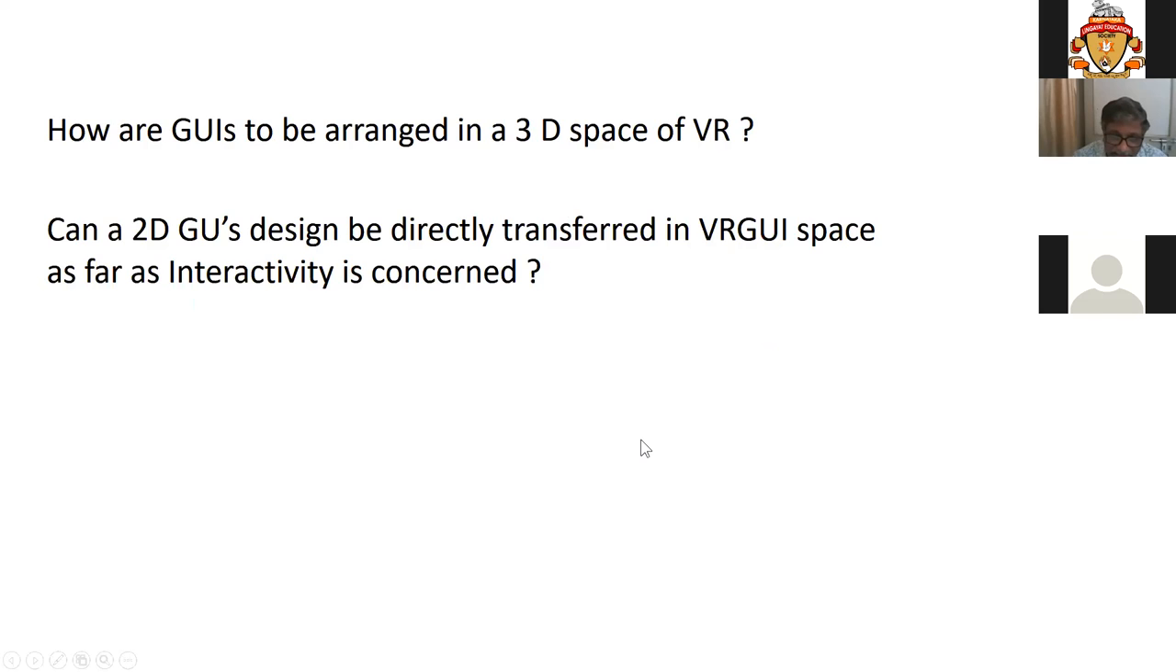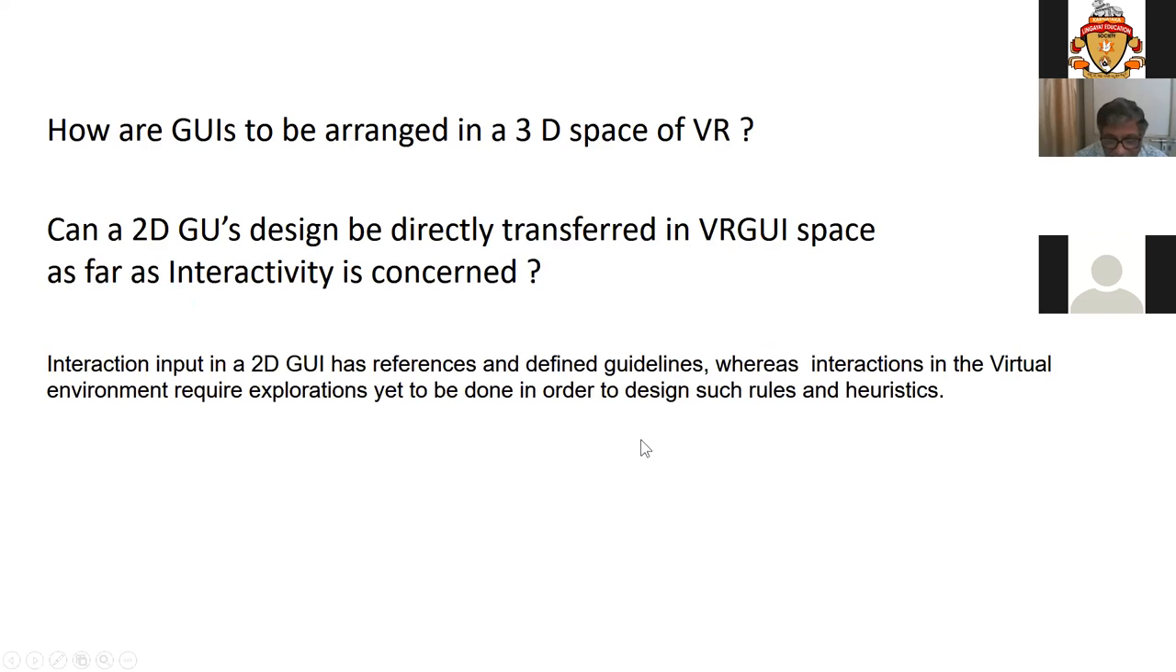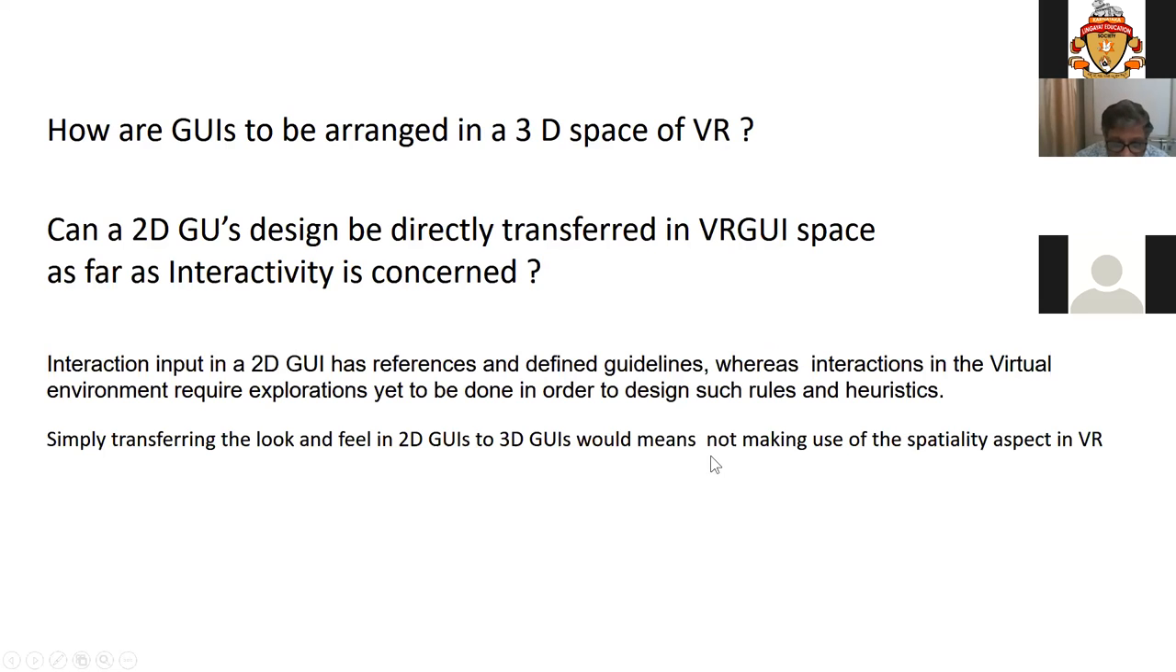It's another subspecialization. Now, interaction input in 2D GUIs has reference and defined guidelines. We have very good guidelines. But here in 3D, we don't have them. So will the 2D guidelines hold good? That was also part of our research question.